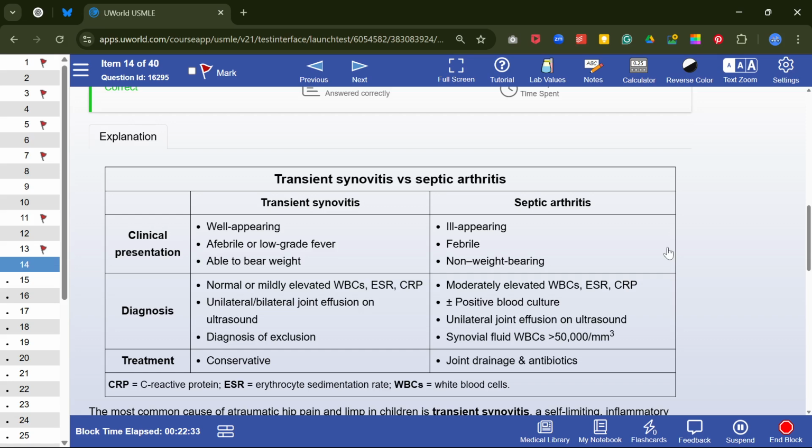Diagnosis: transient synovitis has normal or mildly elevated WBC, ESR, CRP, unilateral or bilateral joint effusion on ultrasound, and is a diagnosis of exclusion. And septic arthritis has moderately elevated WBC, ESR, CRP, positive blood culture, unilateral joint effusion on ultrasound, and synovial fluid WBC more than 50,000. And transient synovitis treatment is conservative, and septic arthritis needs joint drainage and antibiotics.